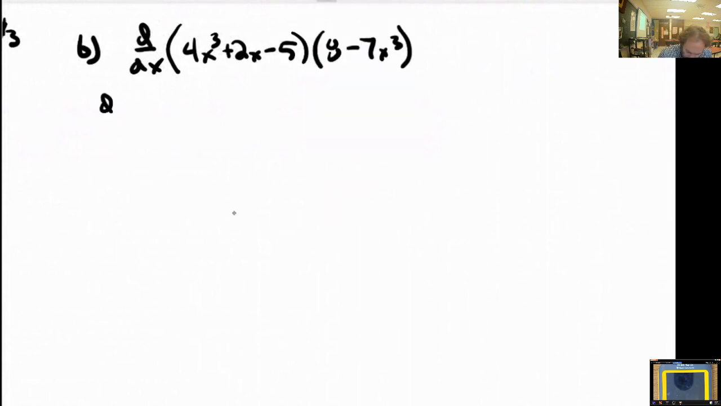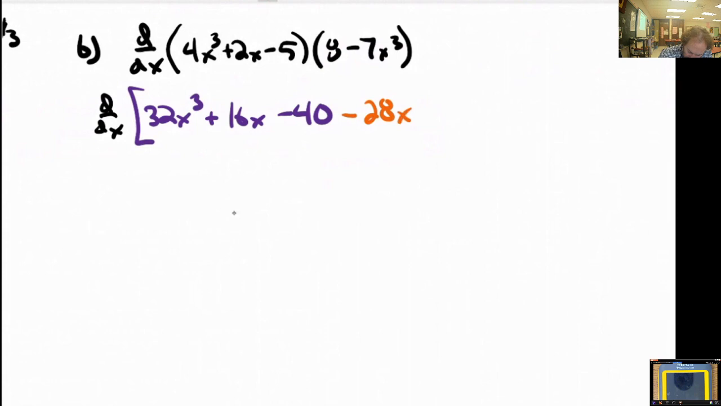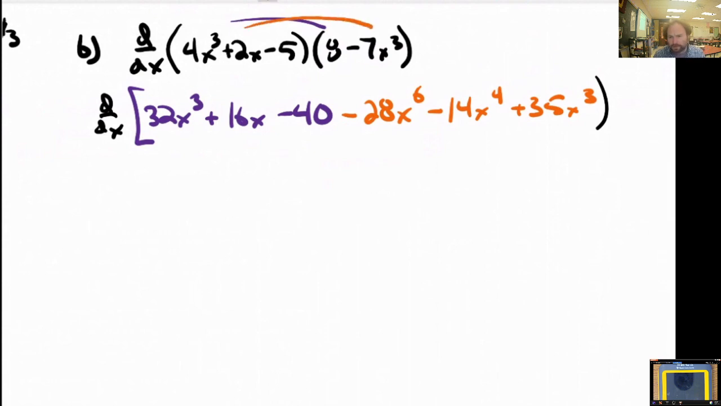This would instead be the derivative of, and let's just get our thinking helmets on, 4x to the third times 8 is 32x to the third, plus 2x times 8 is 16x, minus 40. And then we'll do the minus 7x to the third one. This would be minus 28x to the sixth, minus 14x to the fourth, plus 35x to the third. Just multiplying everything by the 8, and then multiplying everything by the 7x to the third. I color-coded my answers, too. The purple ones are the 8, the orange ones are the 7x to the third.